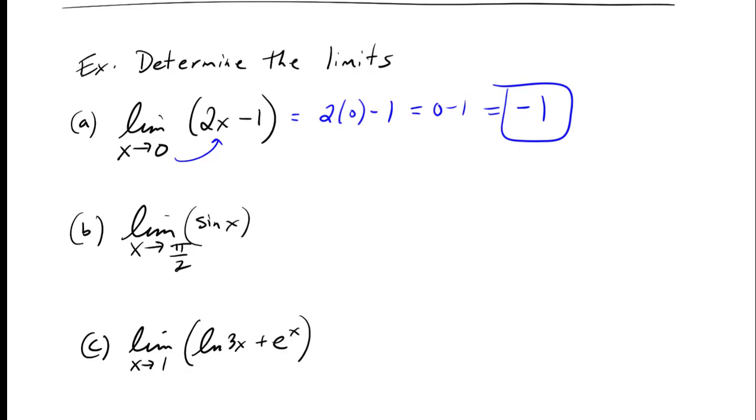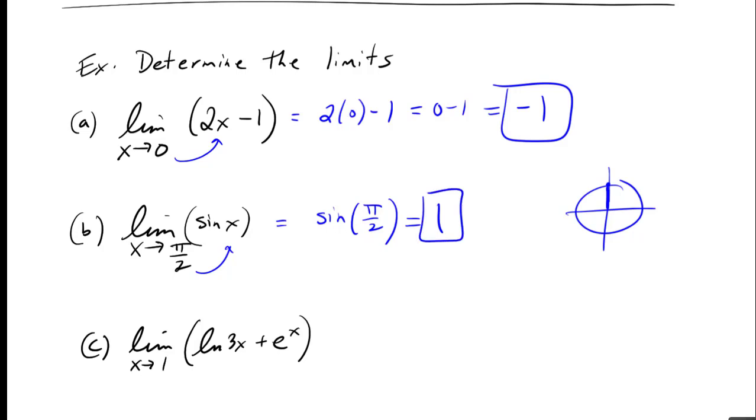Now, how about the limit as x approaches pi over 2 of sine x? Again, sine x is one of those functions for the substitution property, so I should just be able to plug it in. Sine pi over 2, and sine pi over 2, if you remember your unit circle, there's pi over 2, that's sine there, how much you go up is 1. Done.